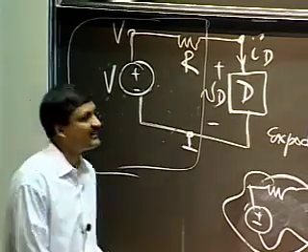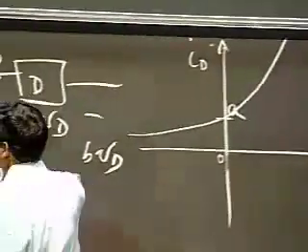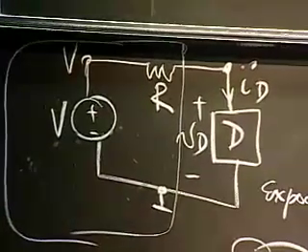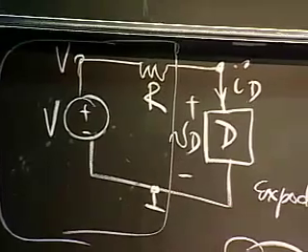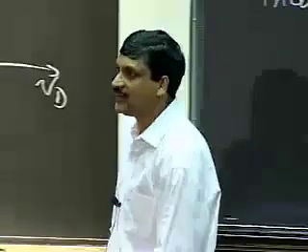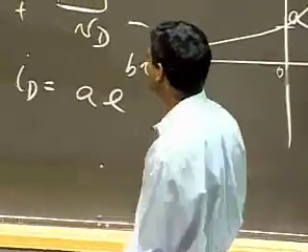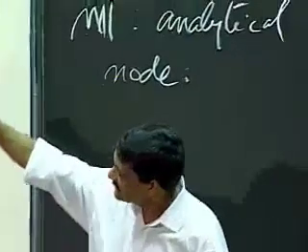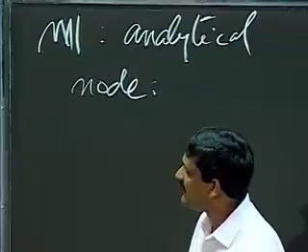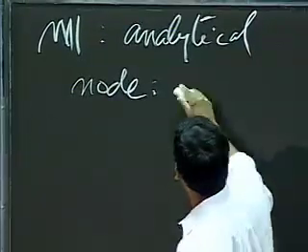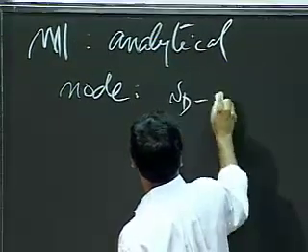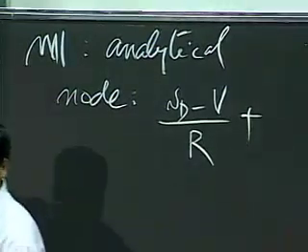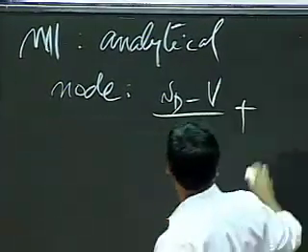Let me go ahead and analyze this using the node method. The node method says, for each of the nodes in the circuit whose voltage is not known, go ahead and write down KCL, implicitly applying the element relationships to replace the current values with the voltage values. So let's start with the current going in that direction. The current going from the V_D node through resistor R is (V_D minus V) divided by R. That's the current going that way, and the current going down is I_D.